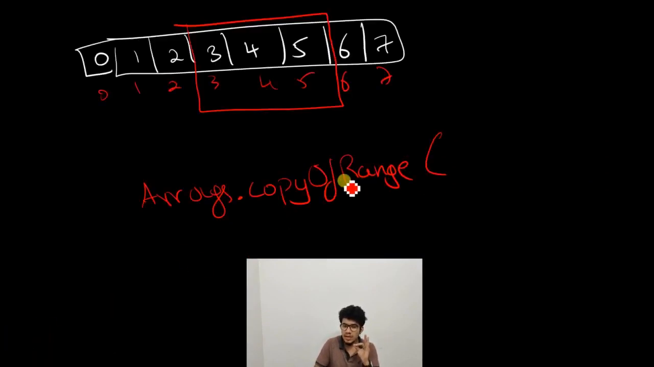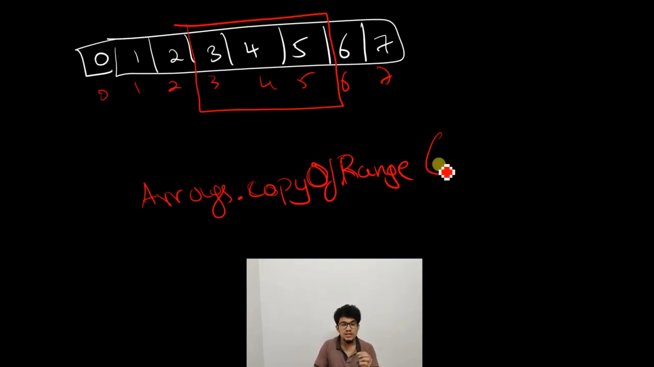Okay, copyOfRange. I hope you know that COPY is all in lowercase, O is in uppercase, F is in lowercase. For each word the first letter should be in uppercase, but that is not for the first word. Except the first word, for other words the first letter has to be in uppercase. This is called the camel case convention. Methods and class names have this, and variables also.